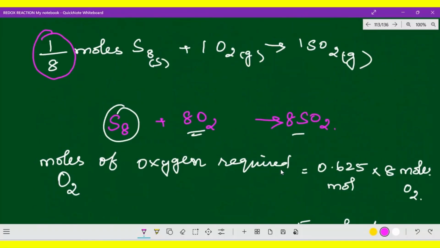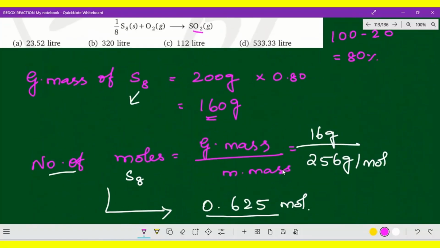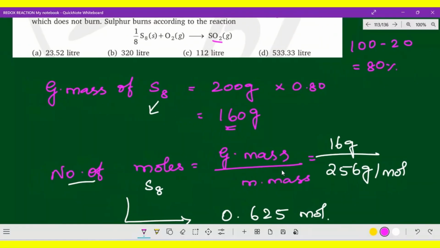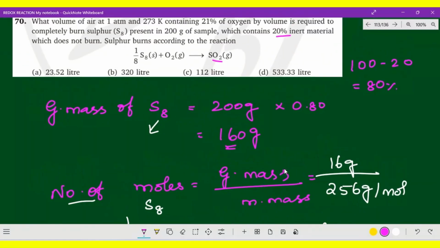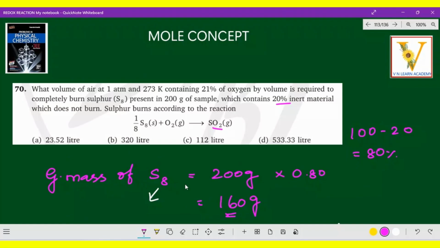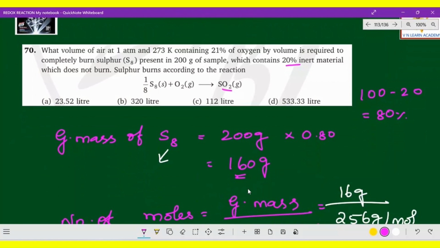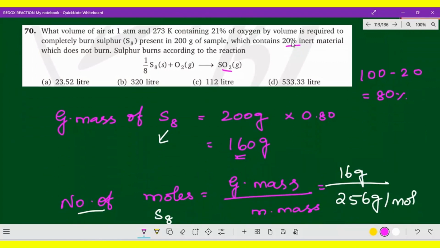See, this is also the same kind of question, but it is actually simple, like how we calculated the sixth question, same like that only. Right now here, how do we identify given mass? They have given a tricky way, so easily we can identify. The given mass is 200 gram, and in that, 160 gram is the mass that burns, because 20% is inert material which does not burn.